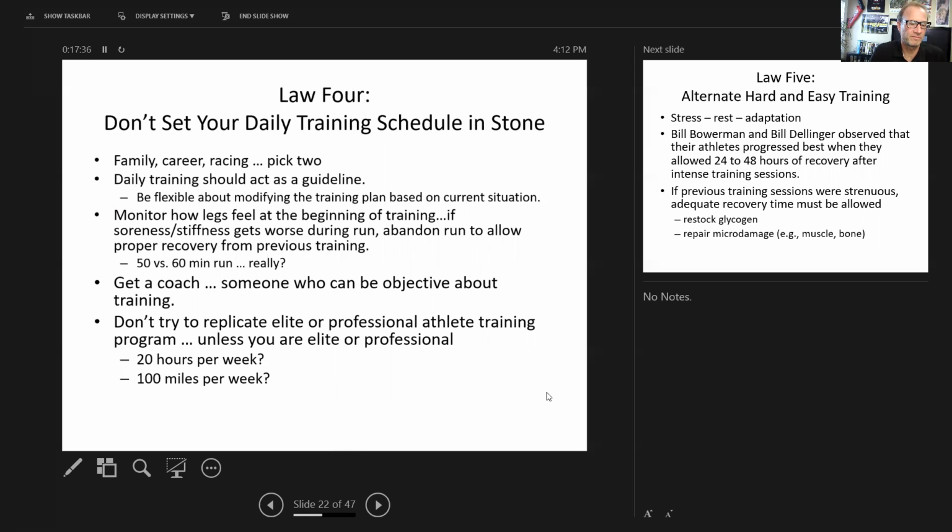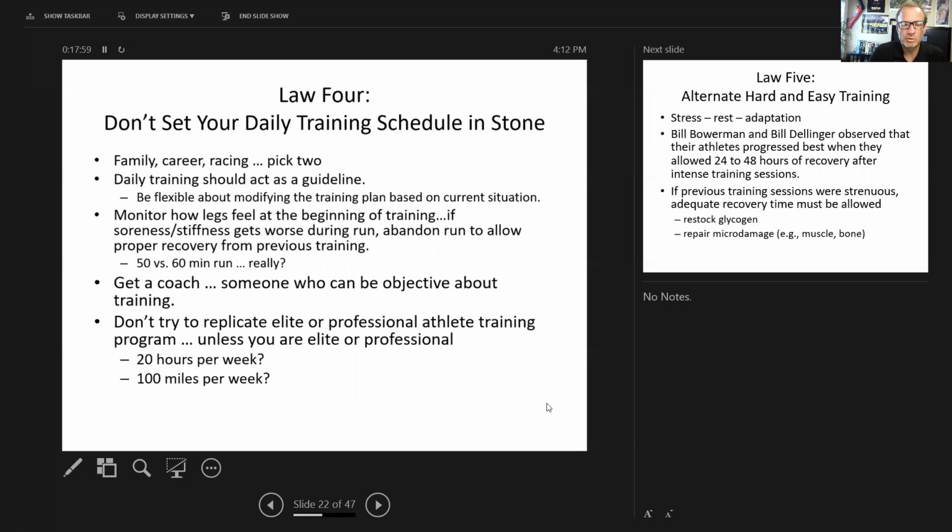Law 4, don't set your daily training schedule in stone. You do need to be flexible. Life does happen. If you have kids, your kids wake up and they're sick, and you got to deal with that, or maybe you got to change your schedule because of a presentation, or maybe something's going on in the family or work that you need to adjust. And that's really important, to be able to be flexible in your training schedule.